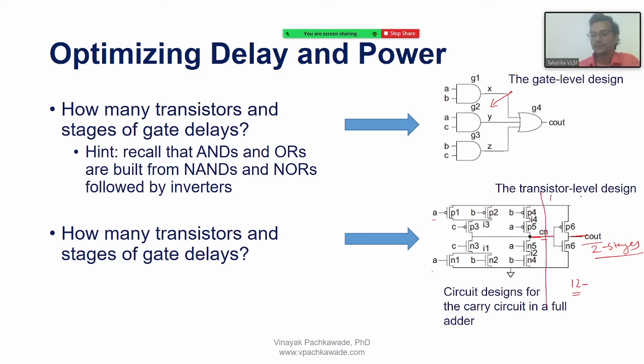So how is the reduction done from 4 stage to 2 stage? Yeah, so that we have to then understand how this circuit works, the operation of the carry circuit.